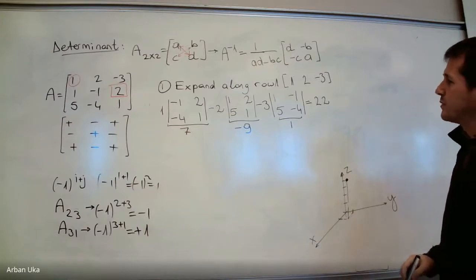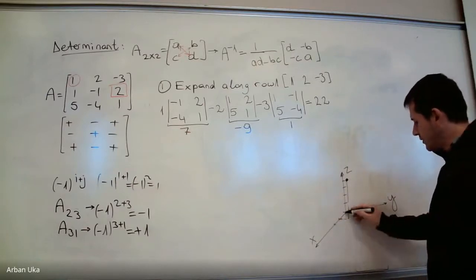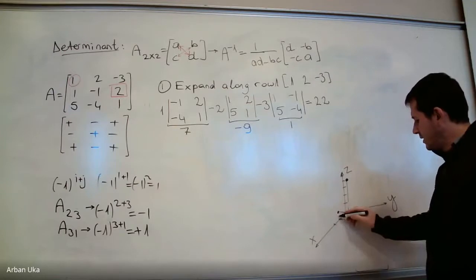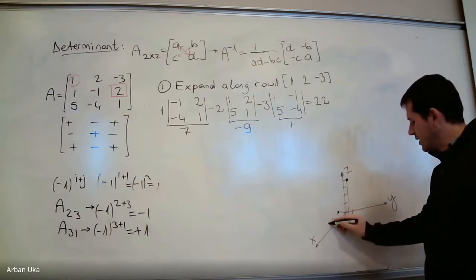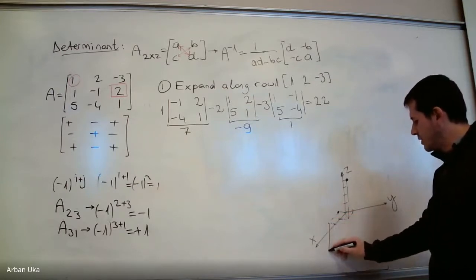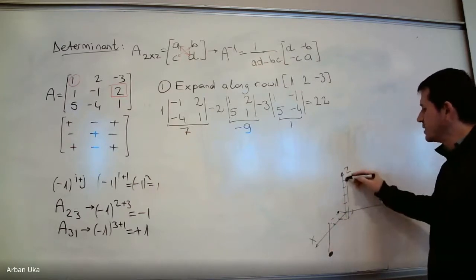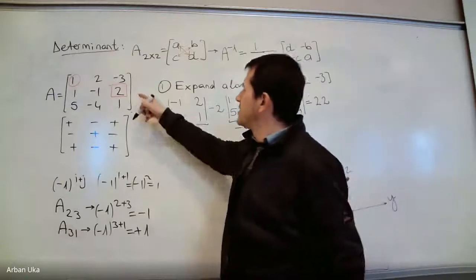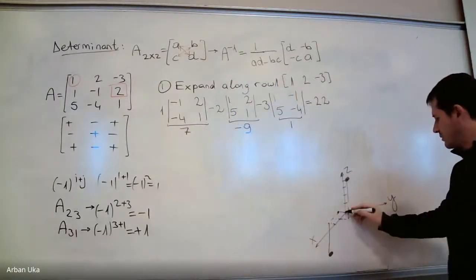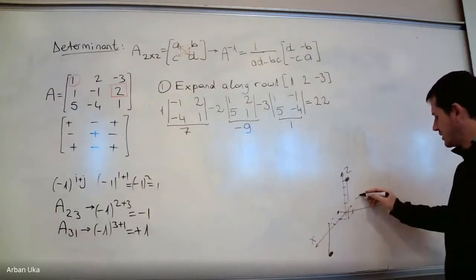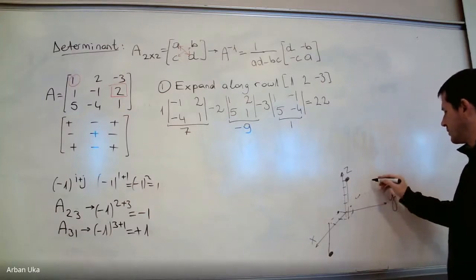Then we have 2, -1, -4. We move 2, we move -1, and we move this way, 4 units down: 1, 2, 3, 4. We get this other point. The first one was here. The other point is -3, 2, 1: -1, -2, -3, 2, 1.